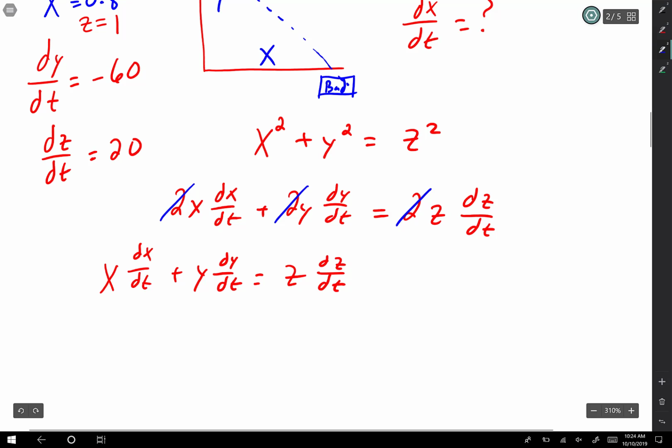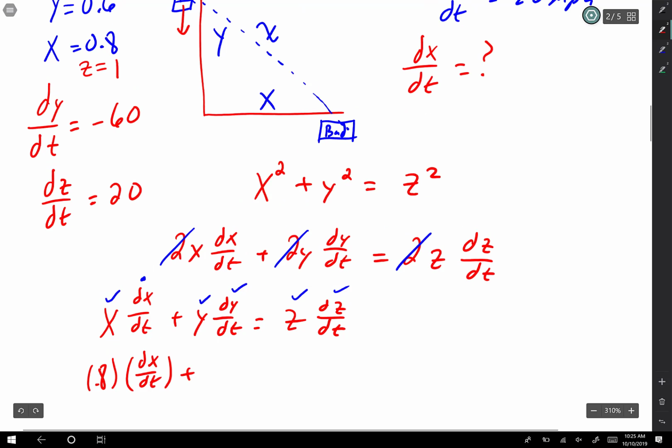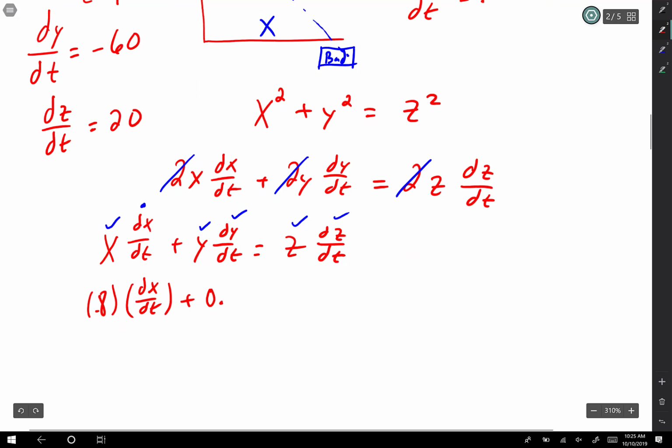And check it out, I have everything. I have x, and I'm looking for dx/dt. I have y, I have dy/dt. I have z, I have dz/dt. Plug everything in and solve. X was 0.8, and dx/dt is what we're looking for, plus y was 0.6, and dy/dt was negative 60, and z was 1, and dz/dt is 20.